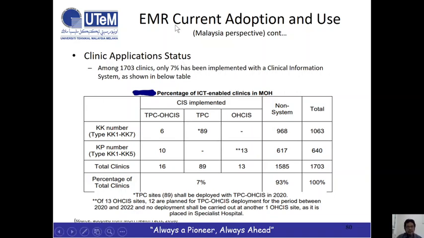So you see non-system 1585. Not much good progress, although they developed a new system, which they call TPC OCHIS, the tele primary care oral health care information system. This is a combination of dental and clinical systems. Only 7% are implemented with the EMR system.